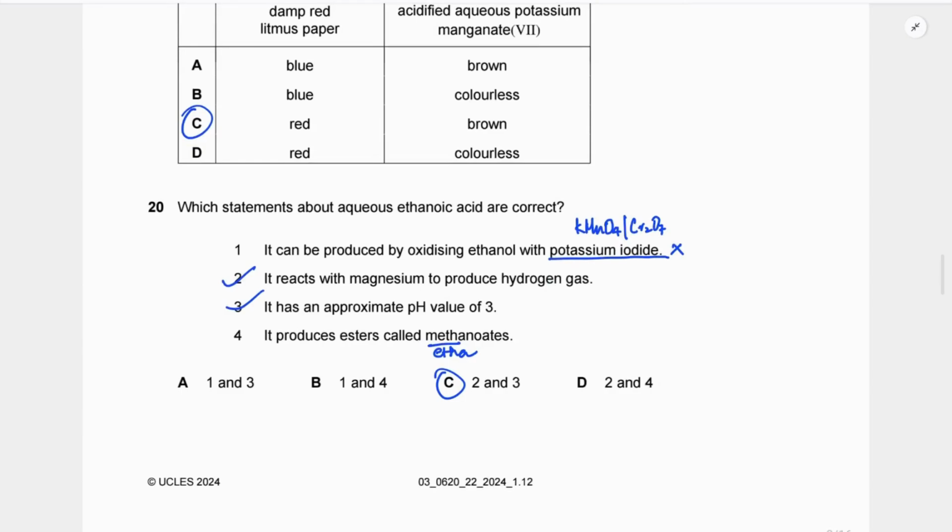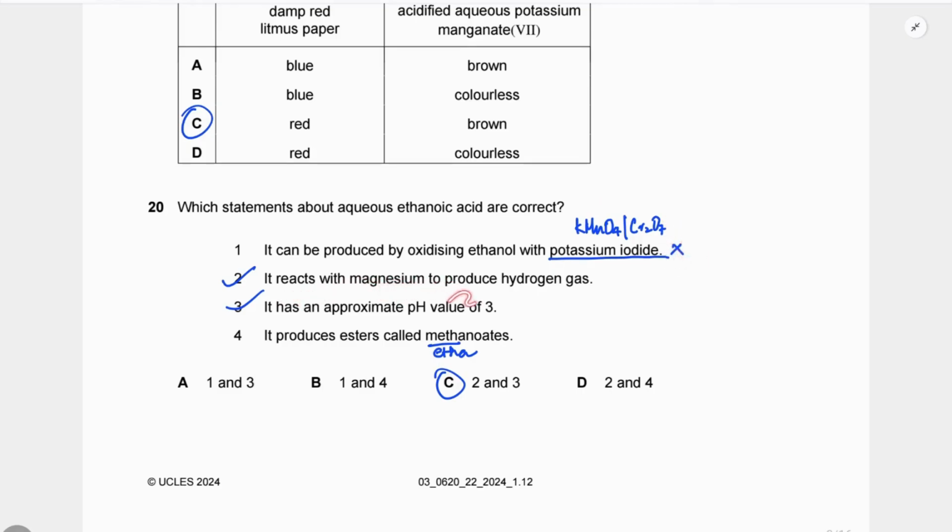Question 20. Which statements about aqueous ethanoic acid are correct? So it is ethanoic acid they have given us. It can be produced by oxidizing ethanol with potassium iodide. Whenever we are oxidizing, we always use chemicals like potassium manganate or dichromate. So we don't use potassium iodide.